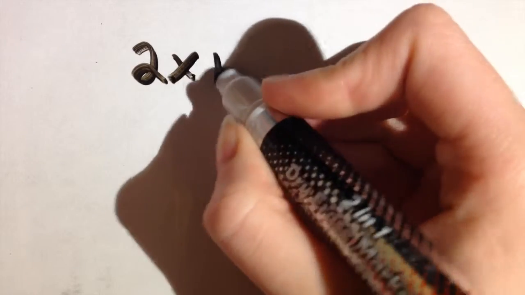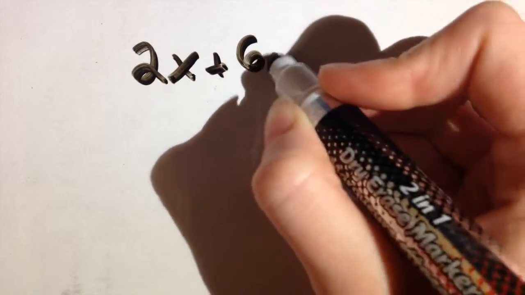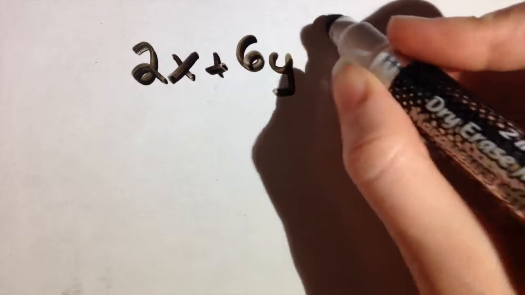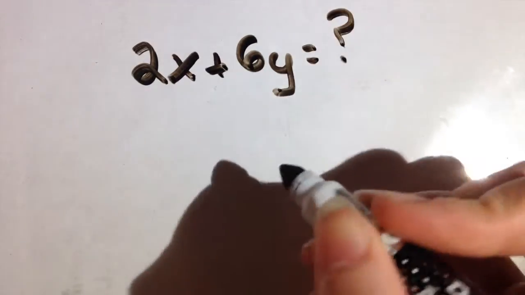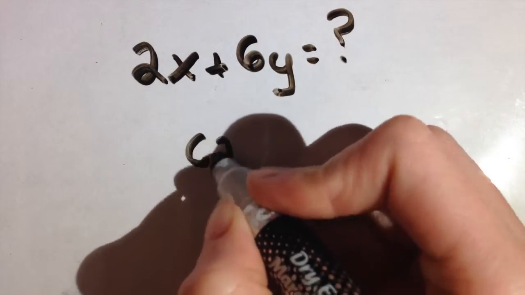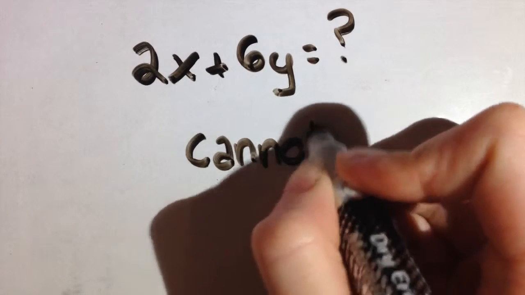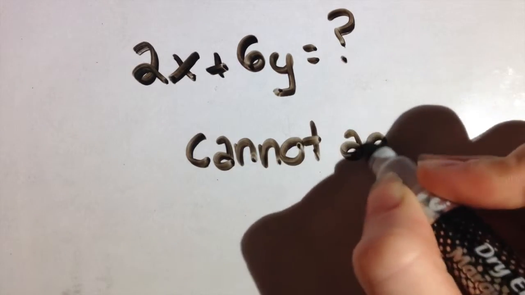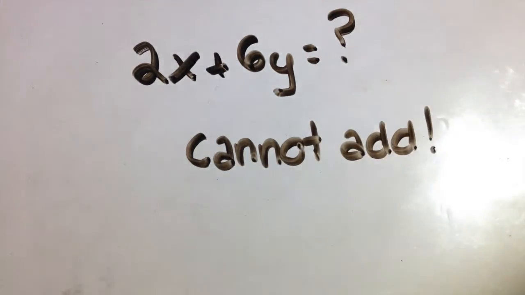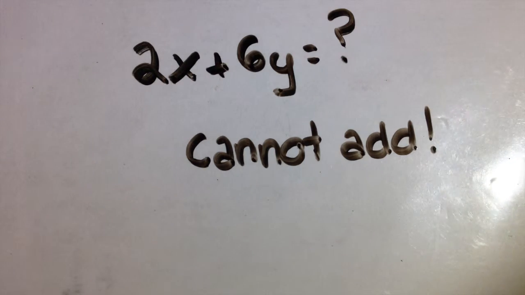You may be asking, what if we took 2x and added 6y together? What would you get? And this actually isn't possible. Because each variable can be worth a different number, you cannot add terms that are not like, which means terms that are not the same letter.